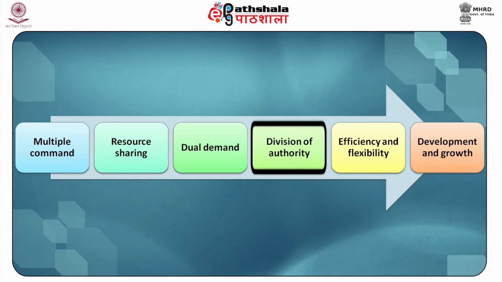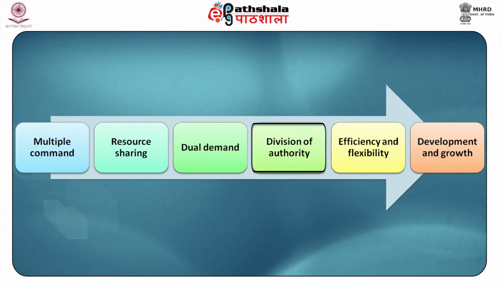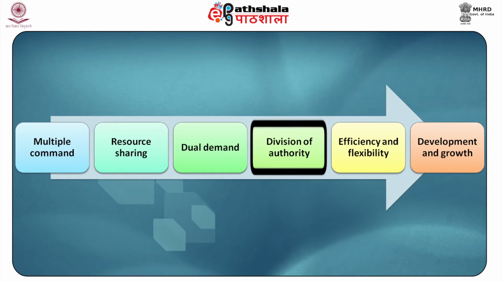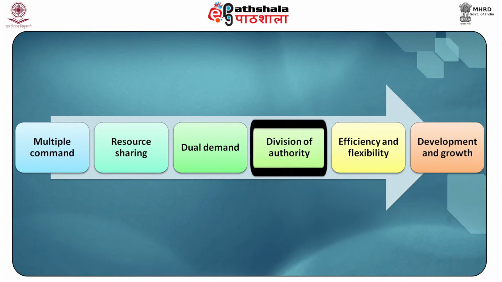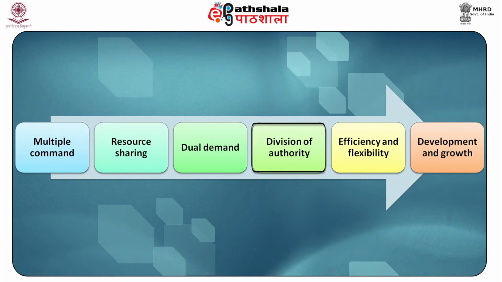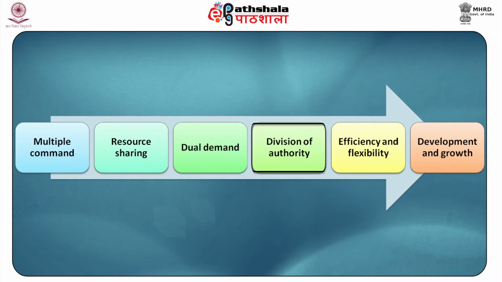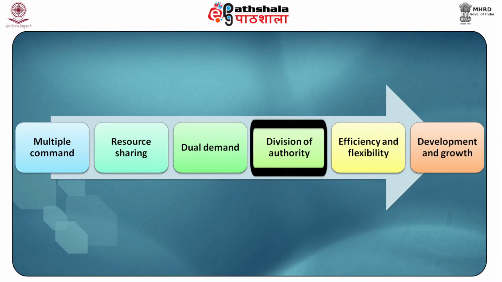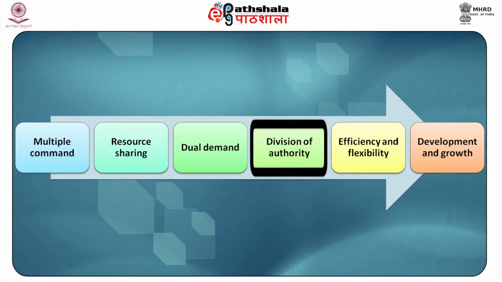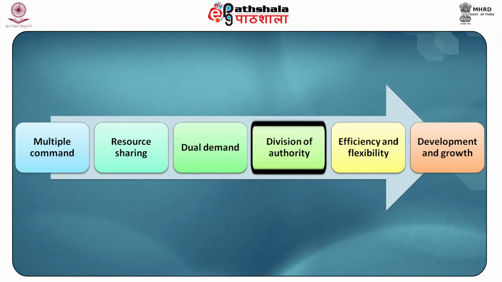The next characteristic of a matrix structure is division of authority. In matrix structure, there is an equal division of authority between project managers and functional managers. The project managers have authority over project employees relative to the project goals. On the other hand, functional managers have the power to take decisions regarding employees' promotion, salary, transfer, performance appraisal, etc.